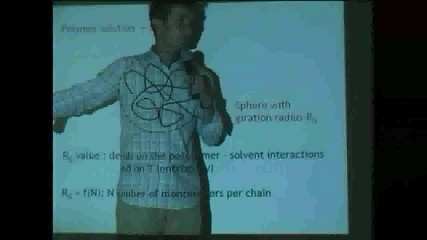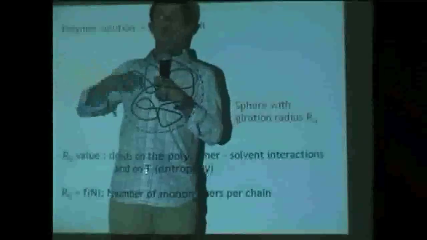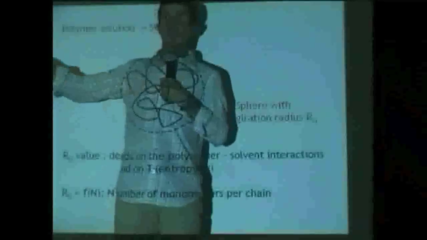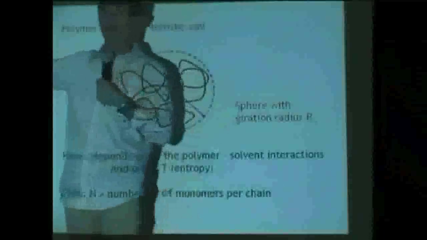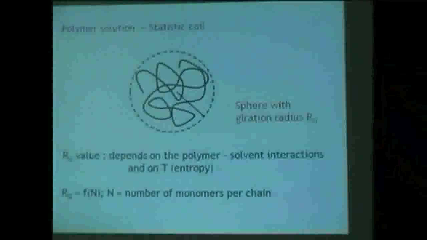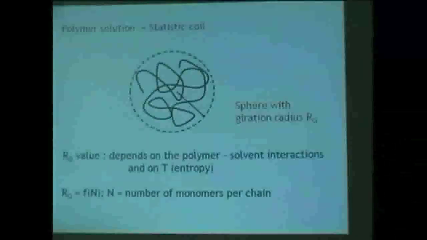completely stretched. This is a situation where the monomers will be as far away from one another as possible. But then the length of the chain will be just the number of monomers multiplied by the length of one monomer. But then you think, it's not possible, because every monomer is moving and the chain will be exploring different conformations. And this is what happens.